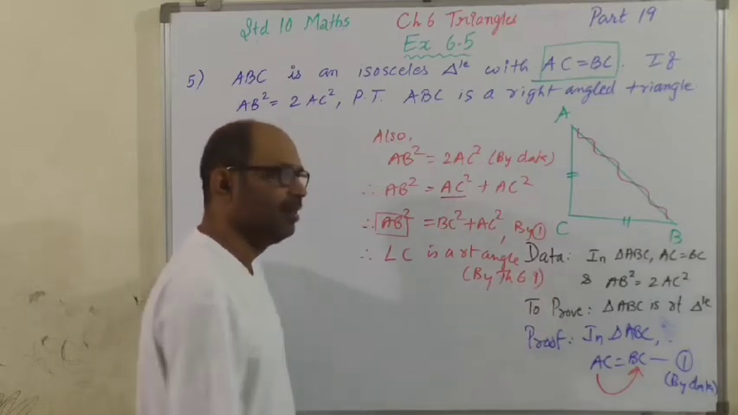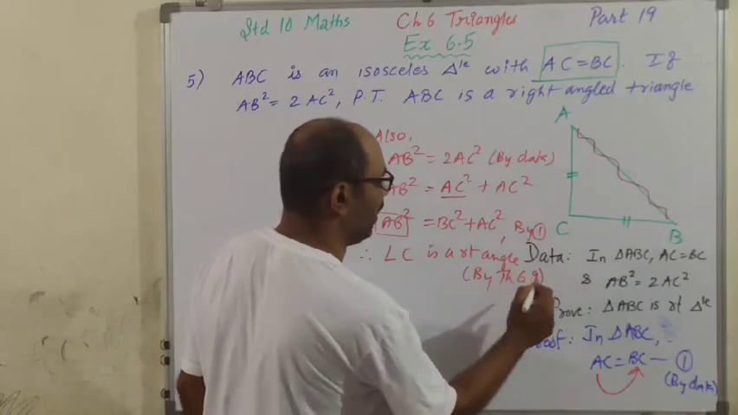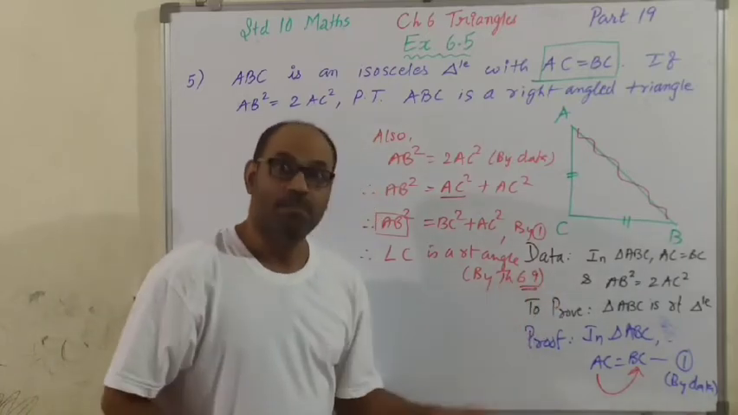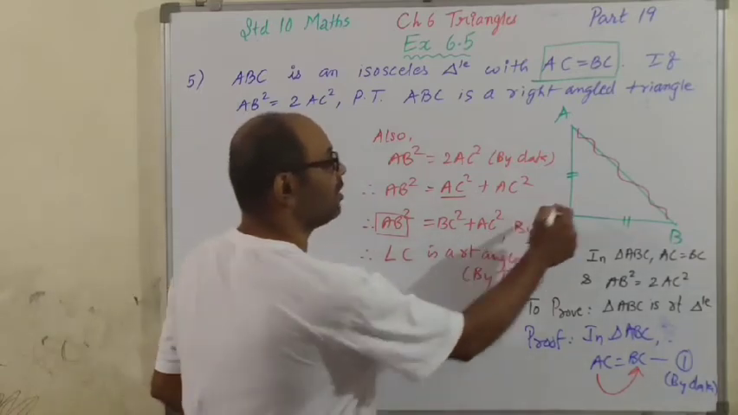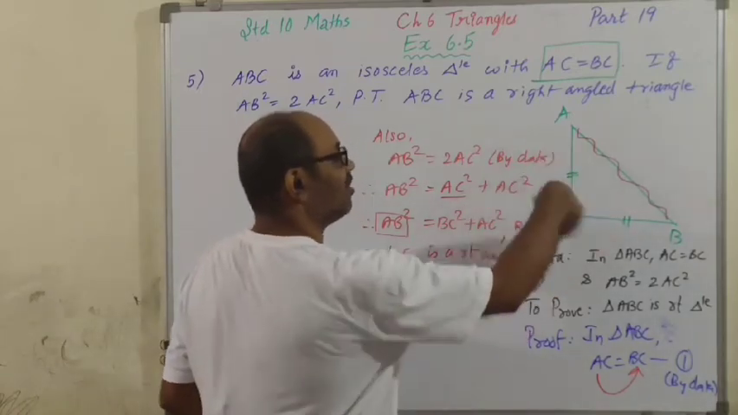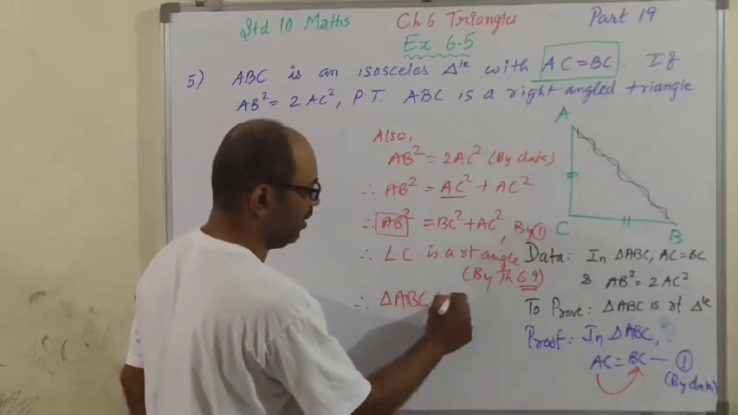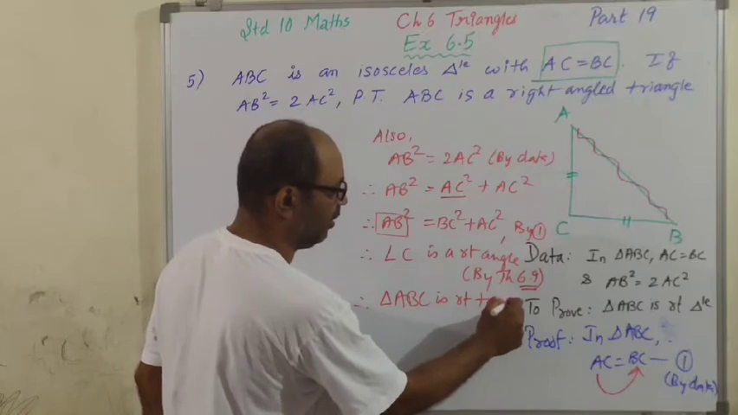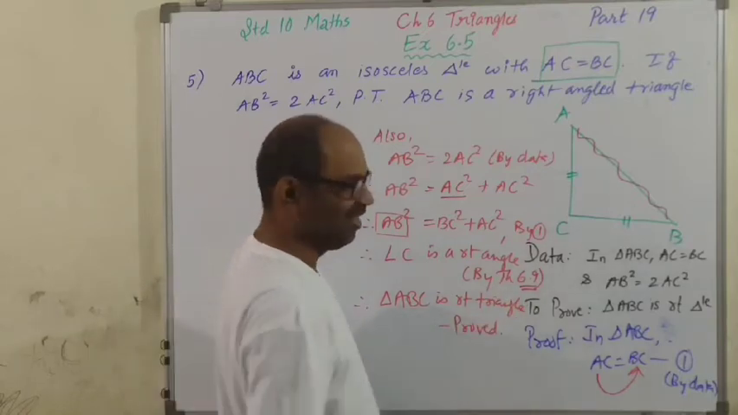6.9. Correct? 6.8, or is it 6.9? Whatever the number may be, by the converse of Pythagoras, this angle is a right angle, so the triangle is a right triangle. Therefore, triangle ABC is a right triangle. Proof. Got it, children?